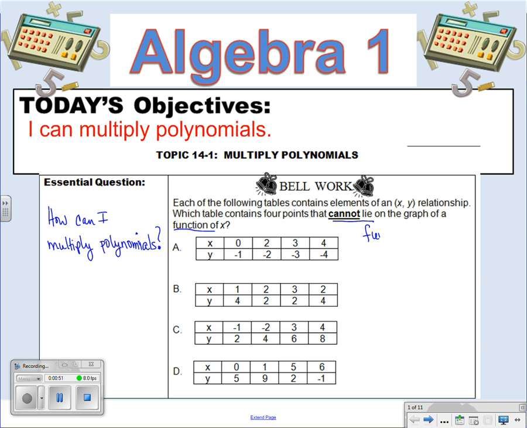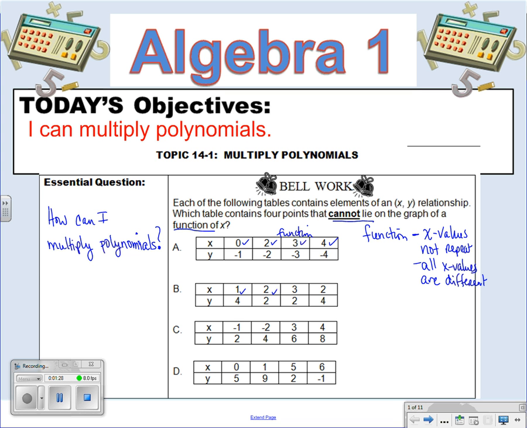So here's the deal. We know that a function, when we're looking at tables, is that all your x values must be different. Or we say x values do not repeat. Or all x values are different. So we're going to look to see, do we have any x values that are the same? A, we have a 0, 2, 3, 4. They're all different. This is a function. So all those points can lie on the function.